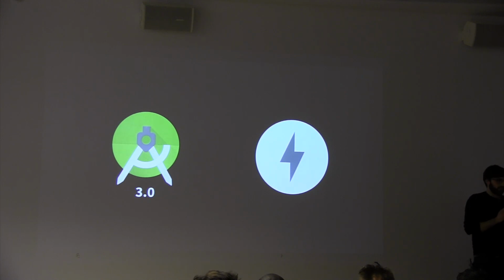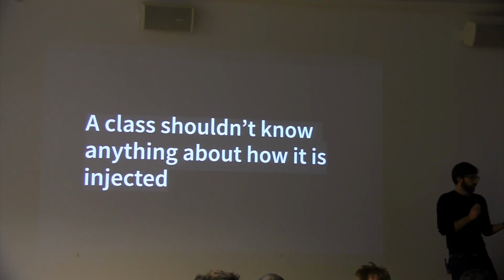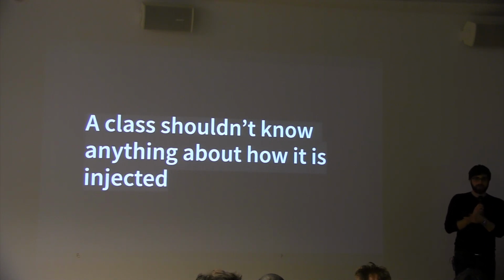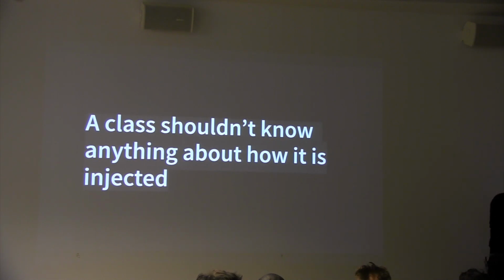But what is wrong here? If we look at the Dagger documentation, it says this: a class shouldn't know anything about how it's injected. But we've already violated that. We know that we're looking up this component and we're calling inject. So that's not working. So is there anything that Dagger gives us that we can use?